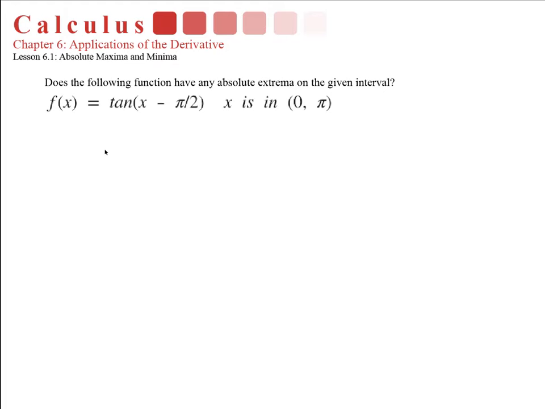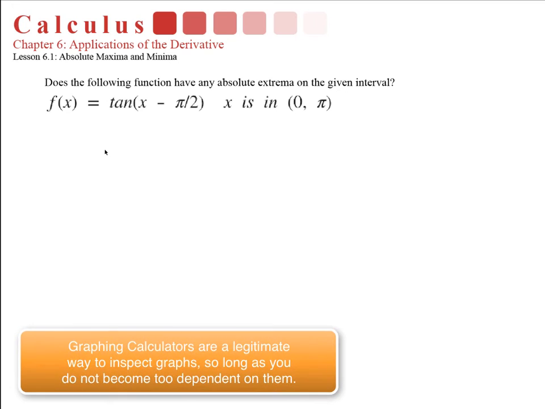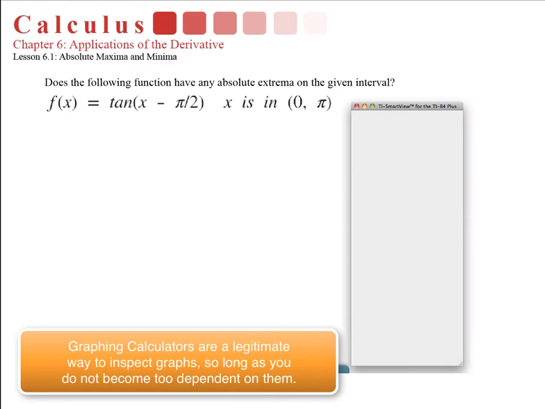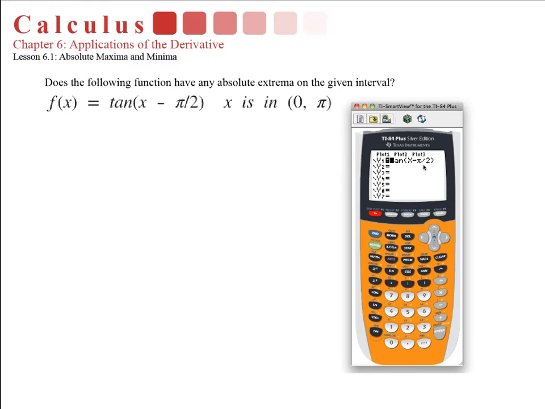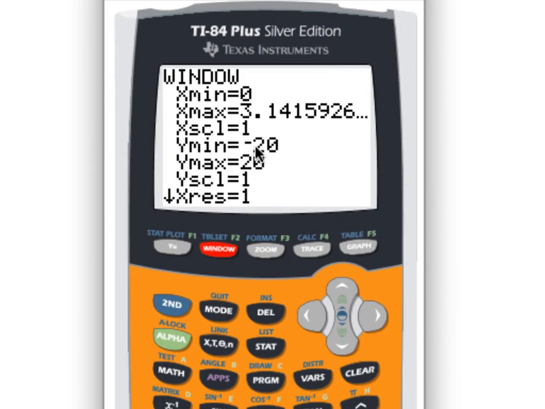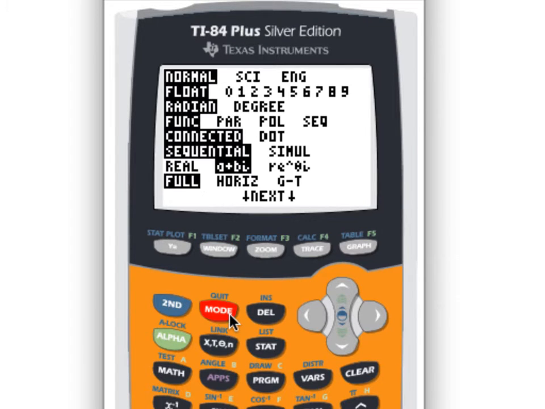Well, one thing we can do is just use our technology in order to graph the function, and then do it by visual inspection. So what I've done is I've taken my calculator, and I've placed in tangent of x minus pi over 2. My window, I've made it go from 0 to pi, the open interval. I've decided to let my y minimum go from -20 to 20. You can have different y values. Now you do need to make sure that your calculator is in radian mode. If you don't, then you're going to get an incorrect graph.